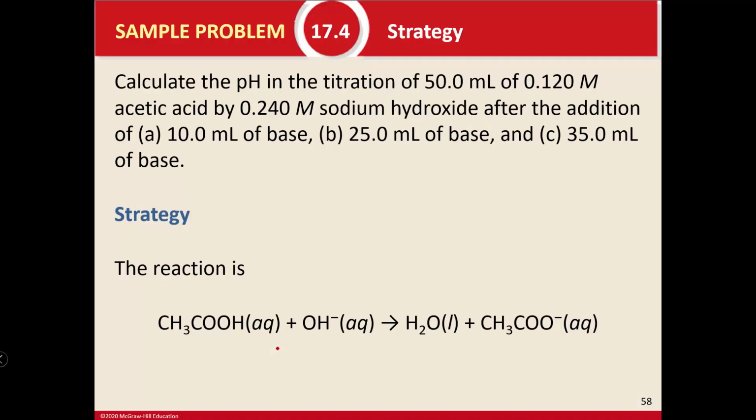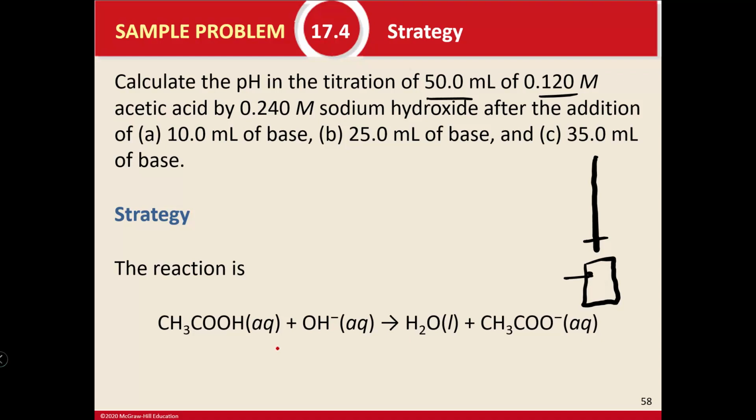So it says calculate the pH of 50 milliliters of 0.120 molar acetic acid titrated by 0.240 molar sodium hydroxide after the addition of 10, 25, and 35 milliliters of base. So what I would do, just to kind of center me here, I'd draw a picture. Here's my burette. You don't have to draw an Erlenmeyer flask. You can draw a beaker if you want to. Inside this beaker, you know there's 50 milliliters of 0.12 molar acetic acid.